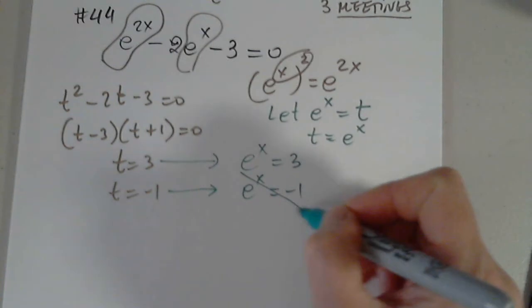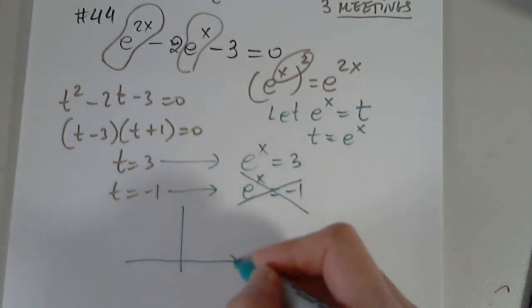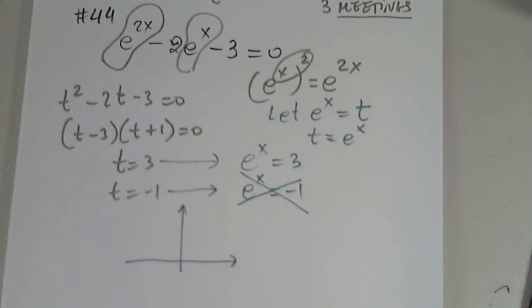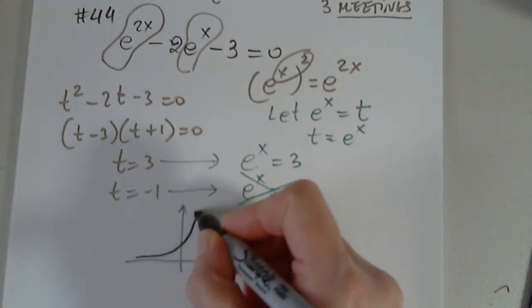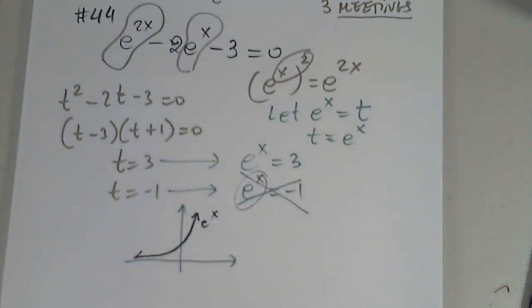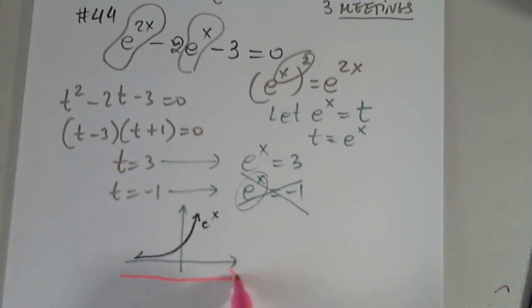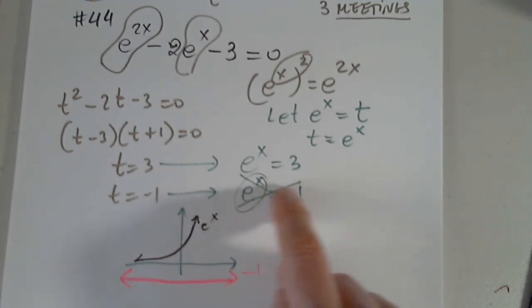But this is not possible. How come? Remember the graph of e to the x? It's what we are facing these days. This is e to the x. This is this side. And the other side is this. They can never meet. E to the x can never be a negative number. They will never intersect. So this equation has no solutions.